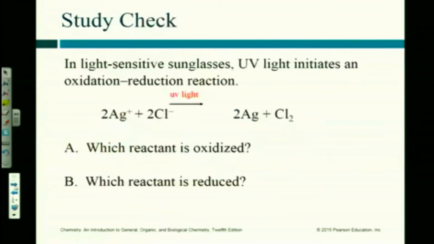I want y'all to ask why more often. Most people can't answer that question, or something like that. But you should be able to. You should ask it. Light sensitive sunglasses.